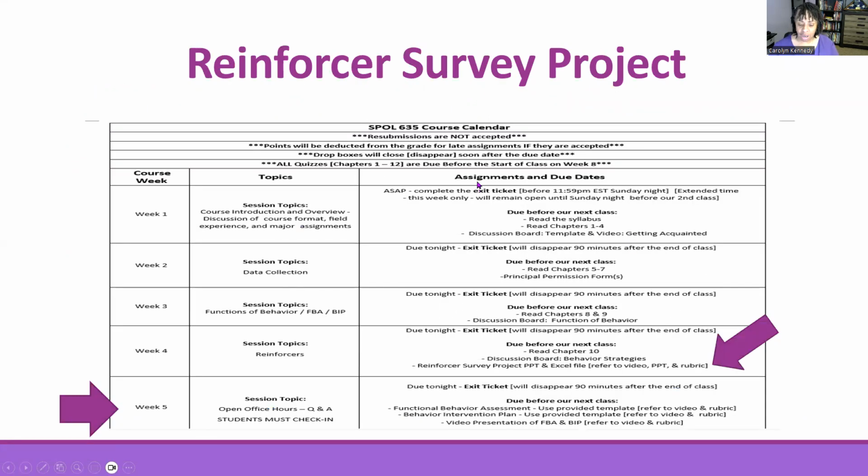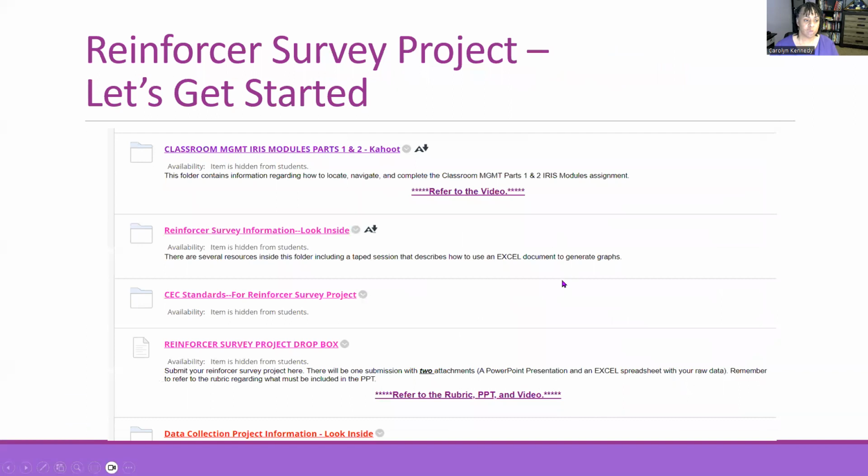If you look at our course calendar, you'll see that this assignment is listed under week 4. Week 4 means that it's due week 5. These are the things you're working on. Everything in this column is due by the next class session, so that will be due on week 5. So, the reinforcer survey project.